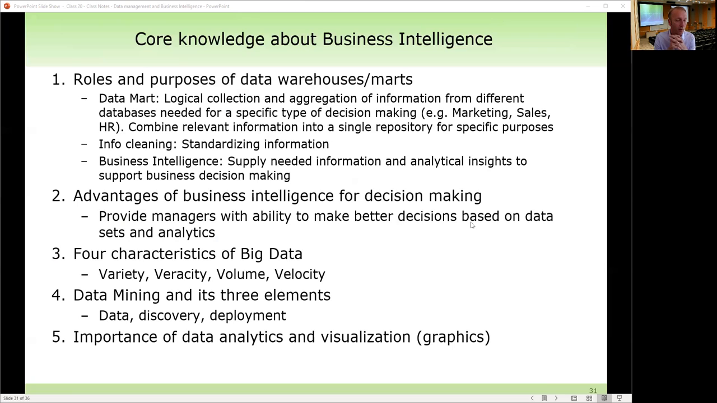Data mining, number 4, deals with getting access to the data, discovering things in the data, and deploying conclusions from the data. So with a very short and overall description of data mining, we would say that it has three major components: data, discovery, and deployment. Last but not least, the importance of data analytics and visualization when used is clear and is one of the elements that helps us communicate the insights found and the intelligence that's been gathered by the analysis of the data.